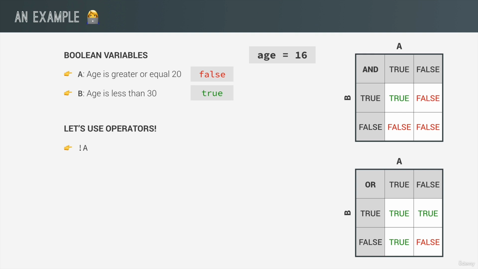And we know right now that a is false, right? So the result of not a, as we just learned, is true, because all it does is to invert the logical value of the variable.